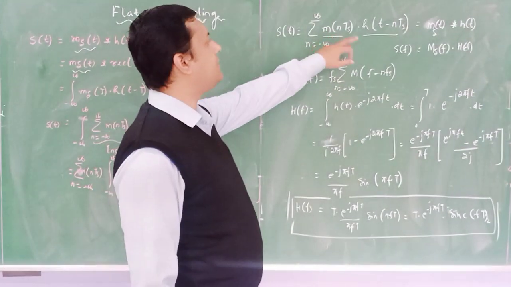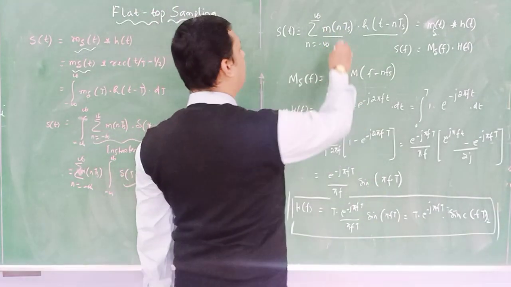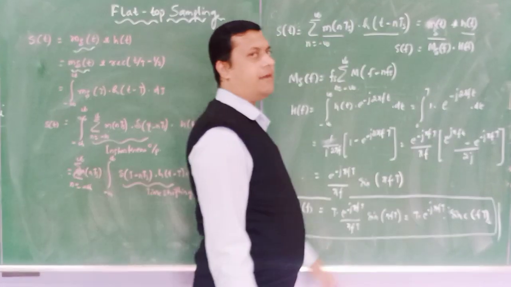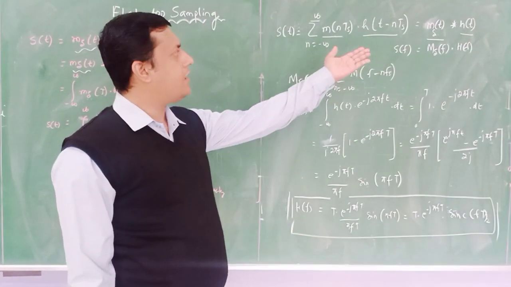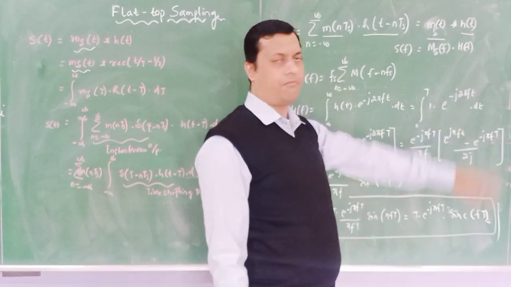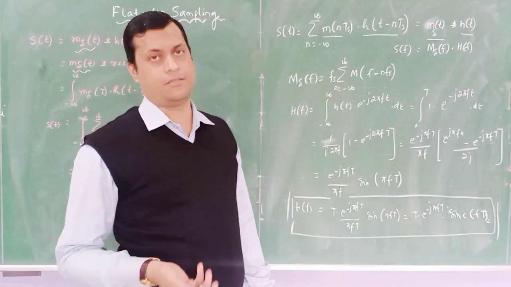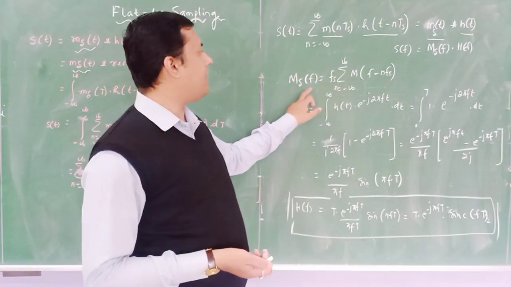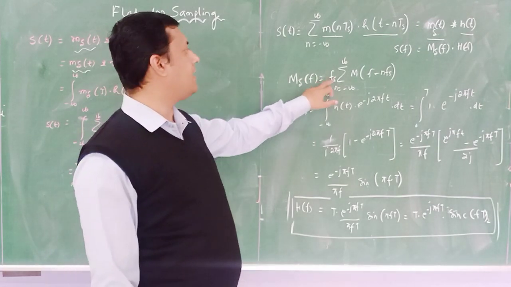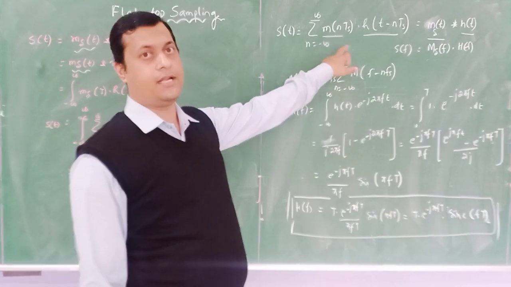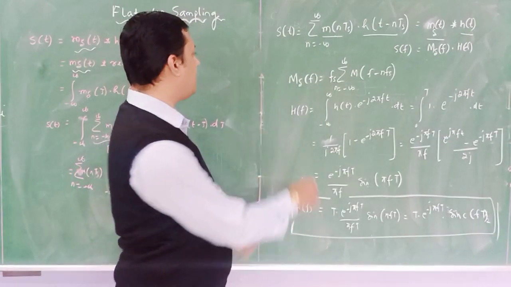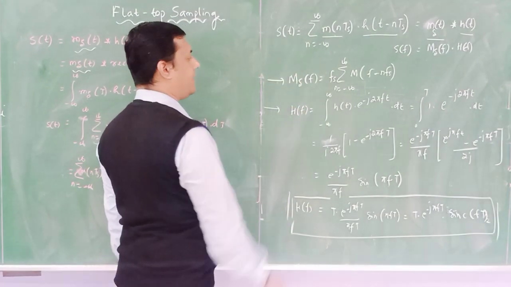Now this is nothing but the convolution. This is m delta of t and this is h of t, so m delta of t is convolved with h of t. Take the Fourier transform and you will get m delta of f into H of f. Now we need to calculate the individual functions. M delta of f we already determined while discussing instantaneous sampling: fs times the summation from minus infinity to infinity of M of f minus n fs.